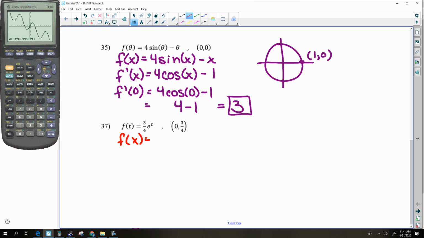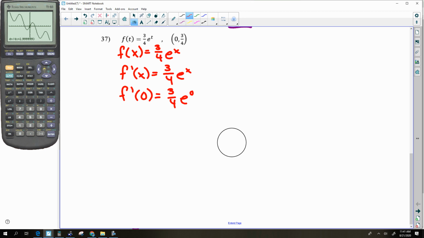So 37, I have 3/4 e to the x, you can say e to the t, doesn't really matter. And then the derivative of e to the x is e to the x, so nothing changed. They want to know what the slope is when x is equal to 0. Anything to the 0th power is equal to 1, so e to the 0 is 1, so that's 3/4 times 1, so this should be equal to 3/4.